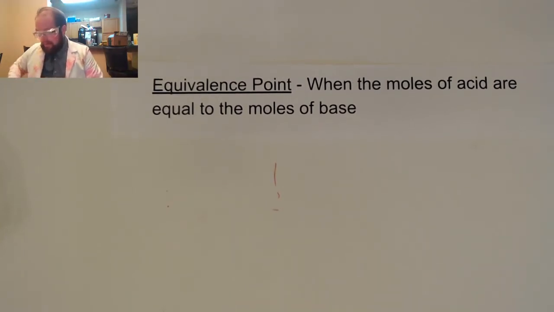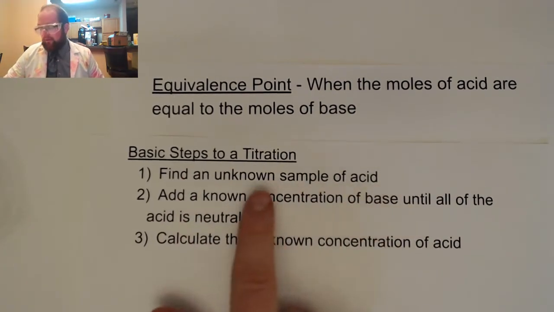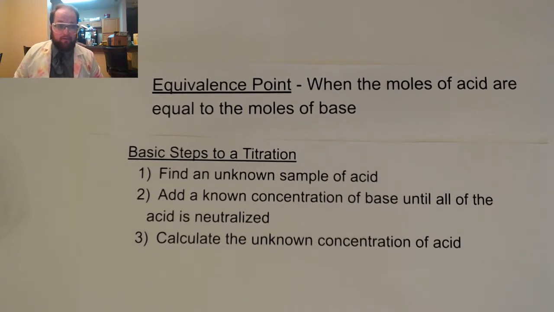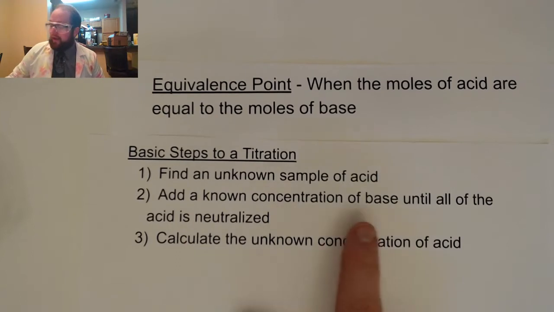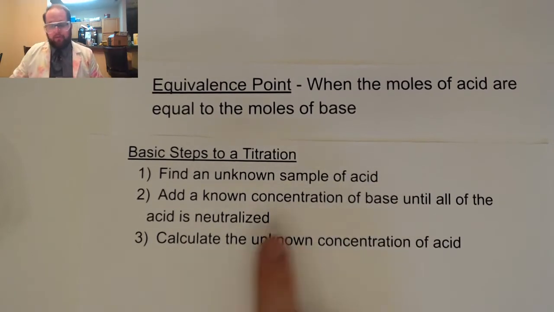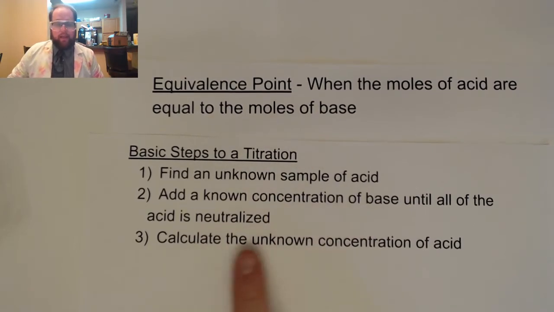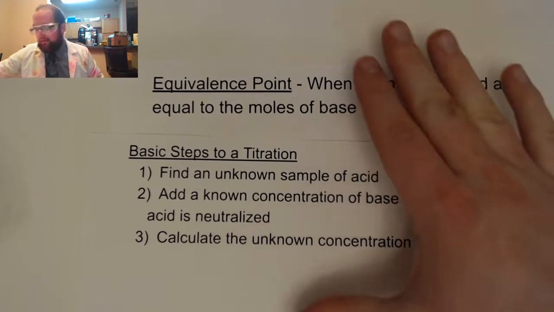Okay, so the basic steps of a titration are pretty straightforward. We have to have an unknown sample of acid. It could be a lot of things. Normally, if we were in lab, it'd be hydrochloric acid. We then use a known concentration of base, and they're going to react until they're all neutralized, until they're all canceled. Okay? And then lastly, we would do some calculations in order to determine the concentration of an acid.